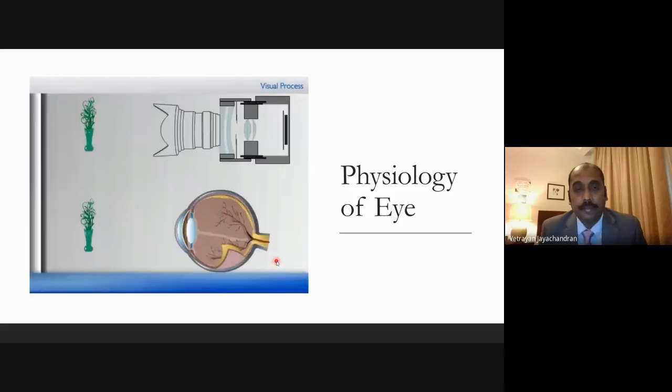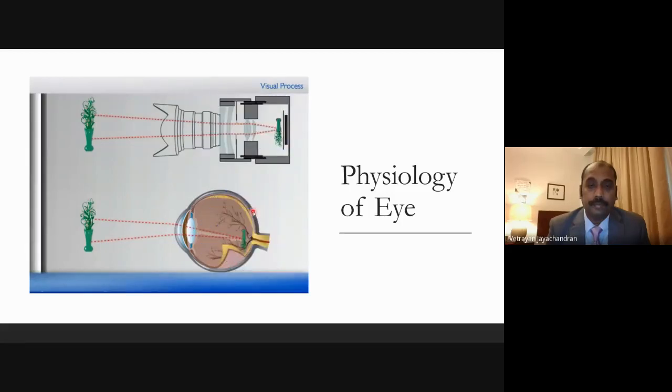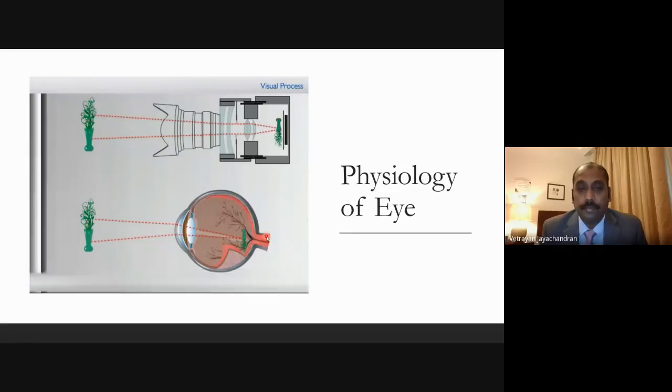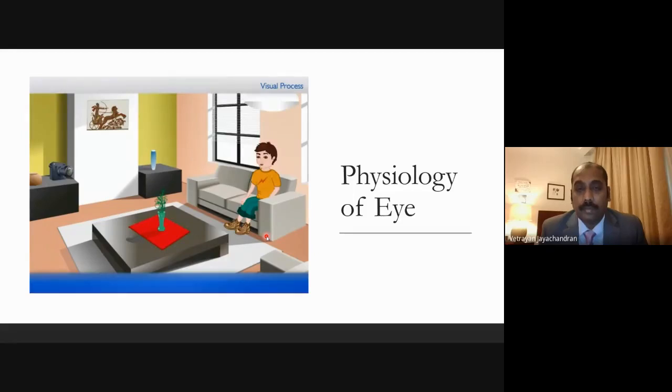Our eye functions in roughly the same way as a traditional camera, with a lens that projects an inverted image of the scene onto a light-sensitive inner film. In the eye, this film is replaced by the retina and consists of light-sensitive nerve endings. The iris in front of the lens can open or close, like the diaphragm of a camera, to control the amount of light that enters the eye. The opening in the center of the iris is called the pupil.